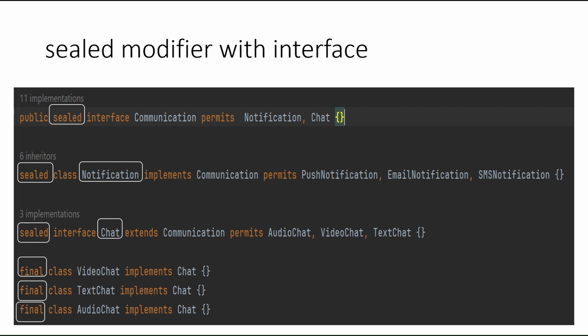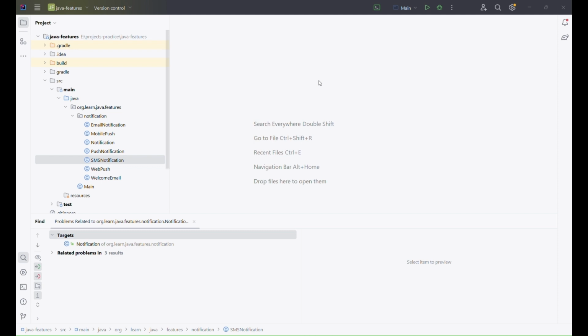We are done with the theory part. Let's do some coding. The sealed modifier can be used with classes and interfaces. When the sealed modifier is used with classes, then we specify which other classes can extend the sealed class. And when the sealed modifier is used with an interface, then we specify which classes can implement the sealed interface and which interfaces can extend the sealed interface.